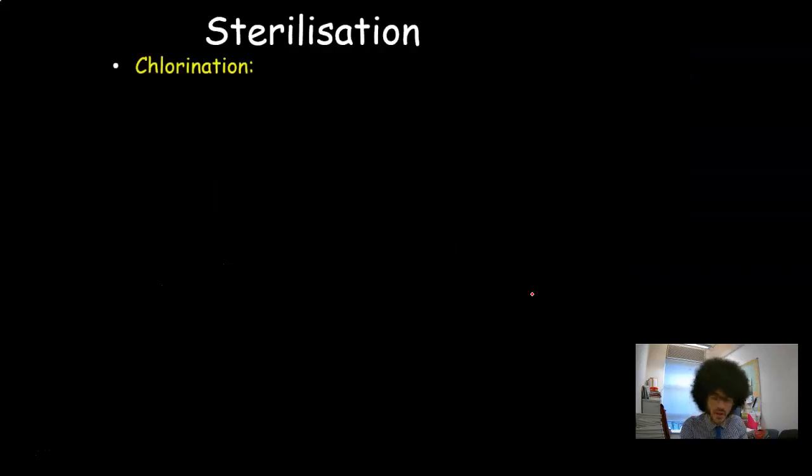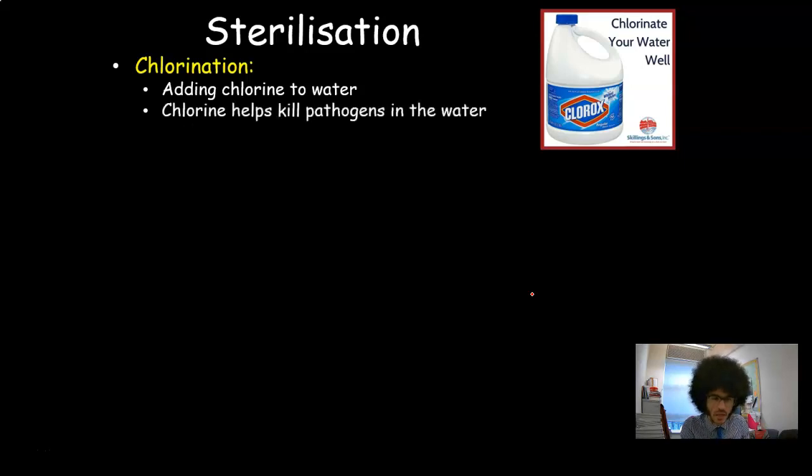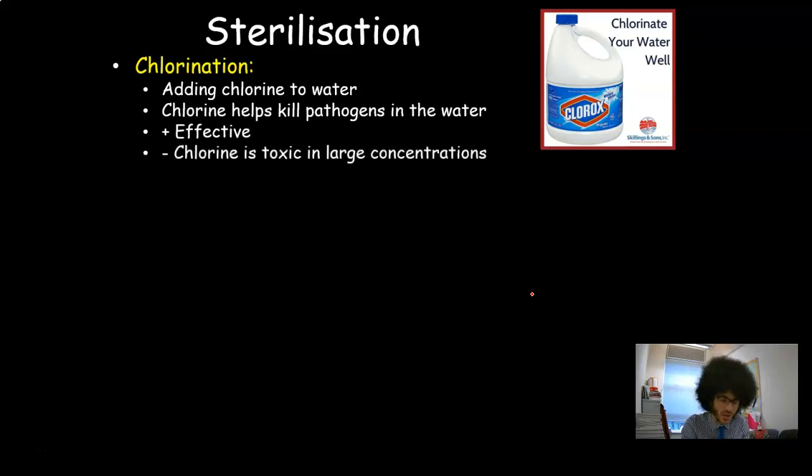So the one way in which you can sterilize water is chlorination. Now, what that basically is, is adding chlorine to water. And if you have your own water supply at home, what you could do is simply add chlorine to that water, and in theory, it should sterilize it and kill any pathogens which are inside it. Now, it's very effective. That's a good thing about it. It does kill all pathogens. The downside is that chlorine is quite toxic in large concentrations, and isn't necessarily pleasant to drink if you've got lots of it in the water. So it's effective, but it's not perfect.